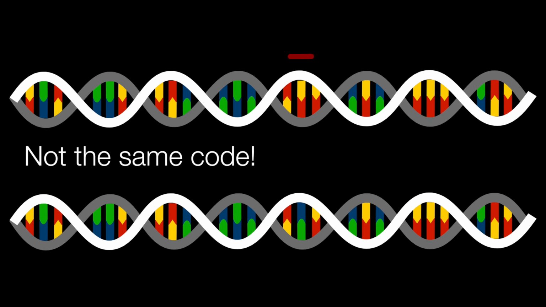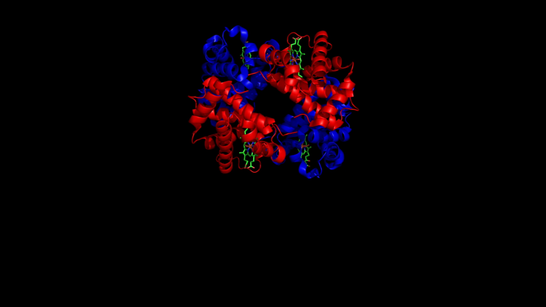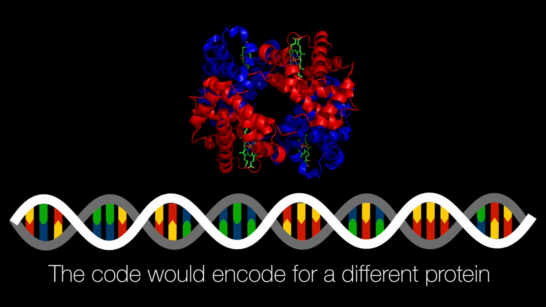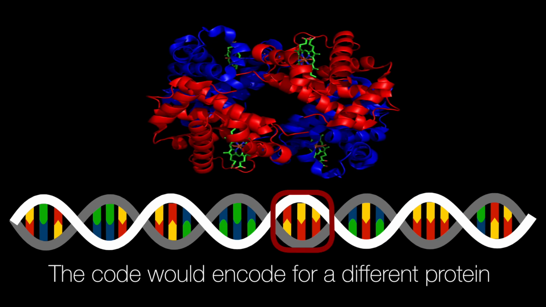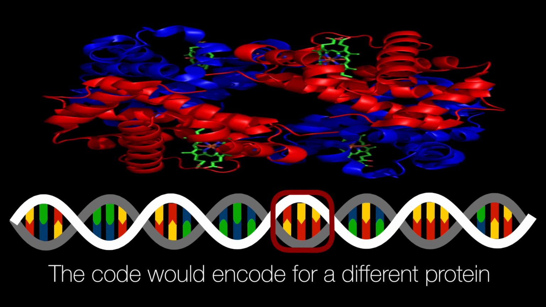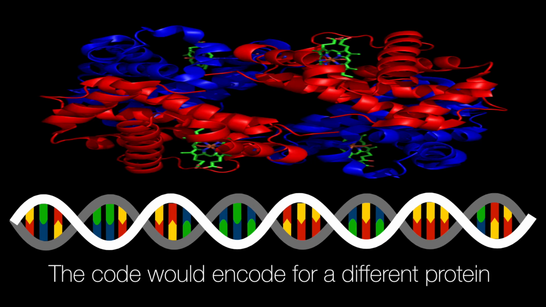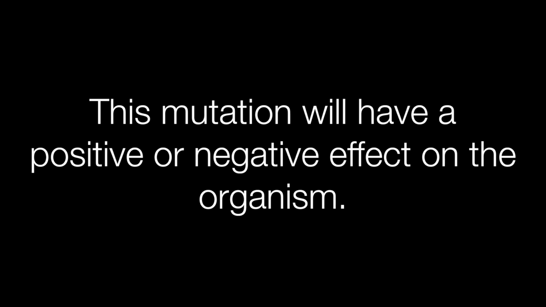If the code encoding for hemoglobin mutated, hemoglobin would have a different shape, and so it will have a different function. The code in the DNA won't code for the same protein. It will code for a different protein. This mutation will have a positive or negative effect on the organism.